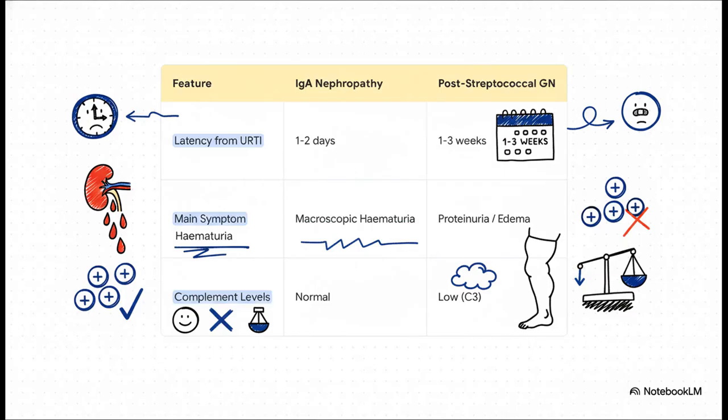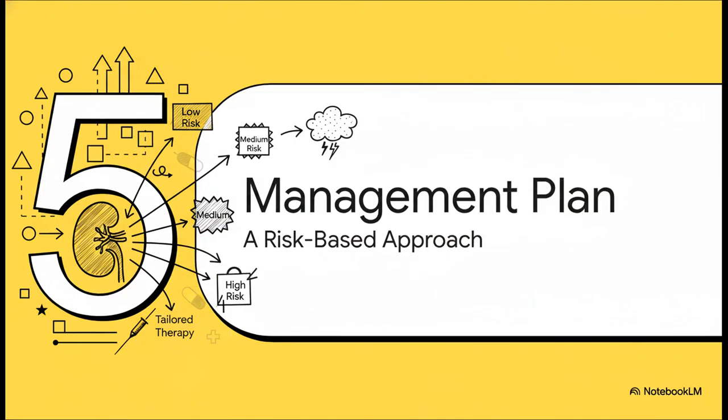Okay, let's analyze these key differences side by side. First, latency. For IgA nephropathy, it's just 1 to 2 days. For post-strep, it's much longer, usually 1 to 3 weeks. That's a huge clue. Second, the main symptom. IgA typically shows up with that dramatic macroscopic hematuria, whereas post-strep often presents more with proteinuria and edema, or swelling. And finally, the lab results. This is often the clincher. Complement levels are normal in IgA nephropathy, but C3 levels are characteristically low in post-streptococcal GN. So to sum it all up, that combination of a really short latency period and normal complement levels should make you think IgA nephropathy.